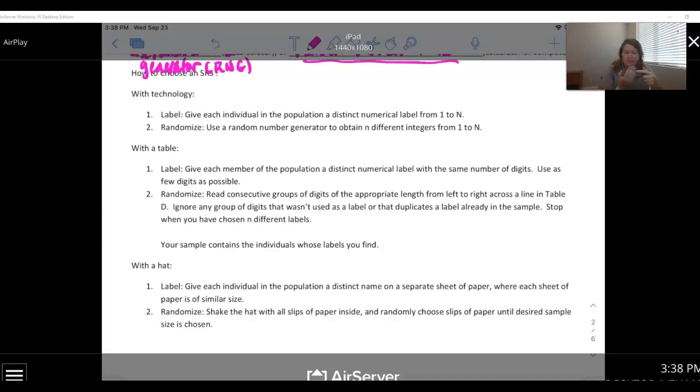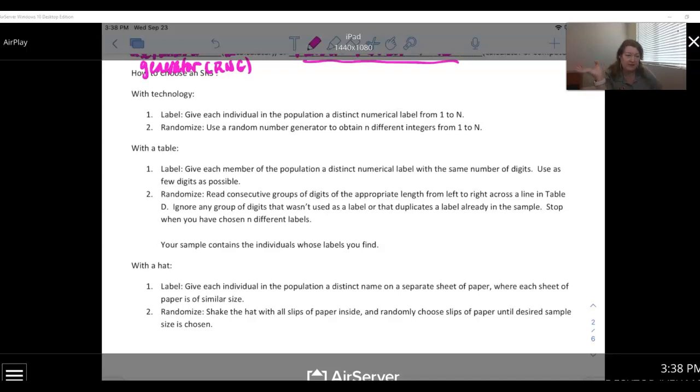That means there is no number 1. They would be number 0001, right? And then the next 4 digits would be the next person, 0002, so that I have enough room for 2,000. And then anybody that's over 2,000, I just throw them away. So I'd want to label them first. Then I'd want to randomize, creating consecutive groups of digits of the appropriate length from left to right.